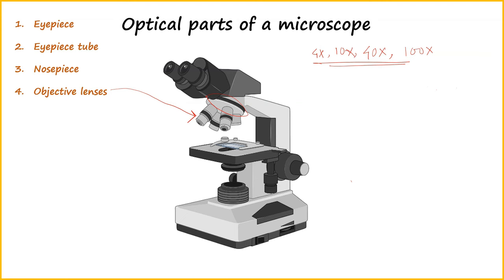If we use a 4x objective lens with the 10x eyepiece, then the total magnification power will be obtained. If we use 4x with 10x, then the total will be 4 into 10, 40x. In a similar way, the total magnification power of the other lenses will be 100x, 400x, and 1000x.